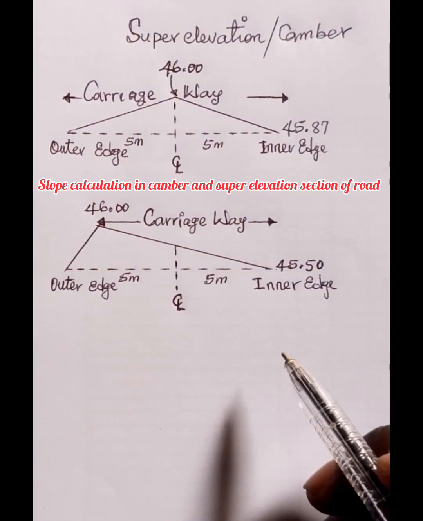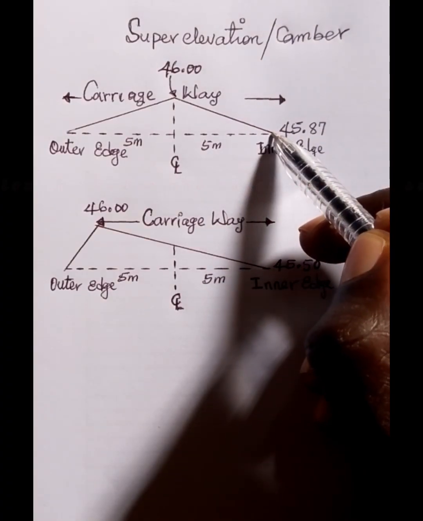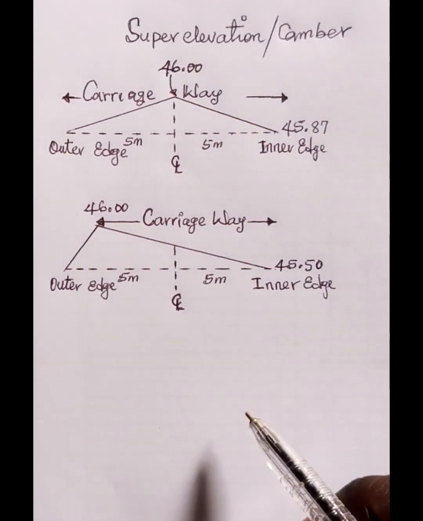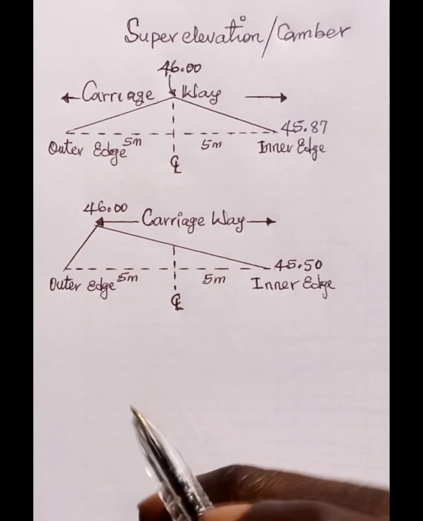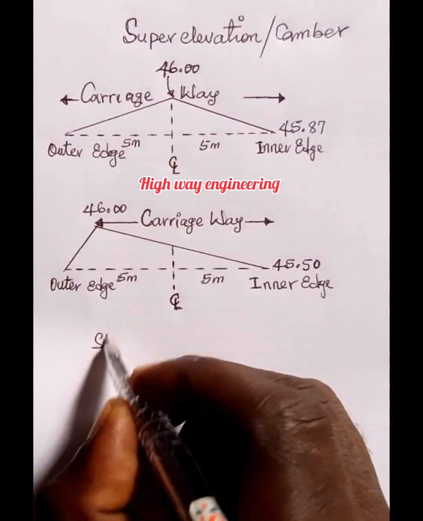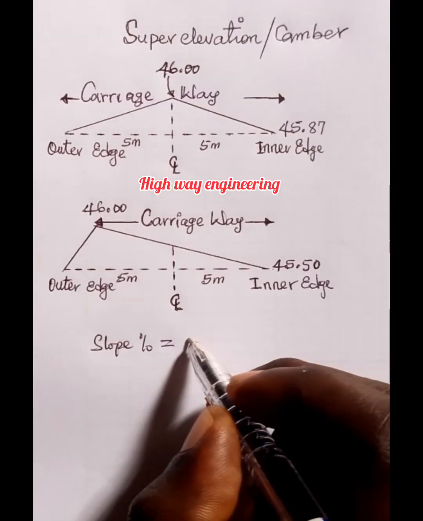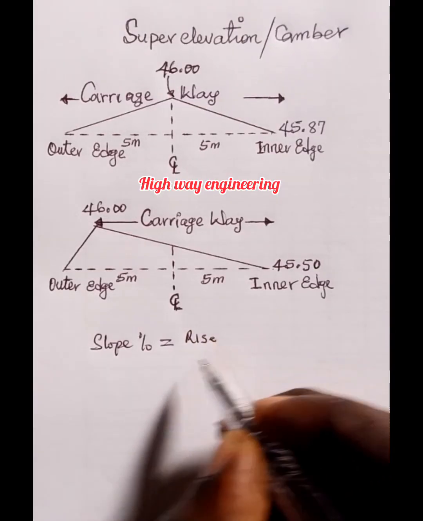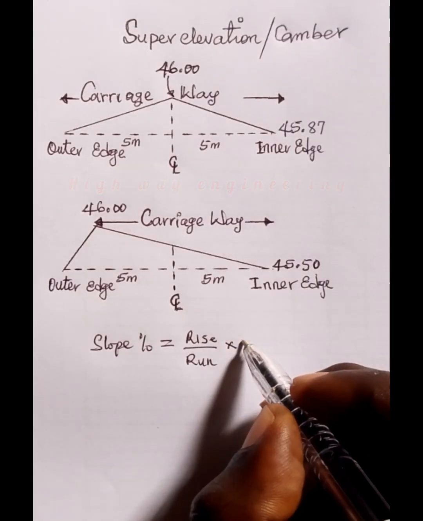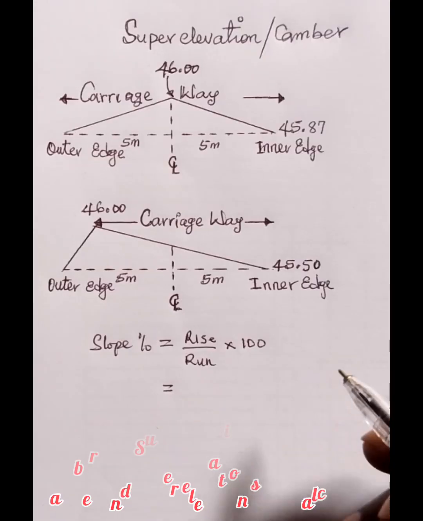Now, I decided to do this video so that we can be able to handle calculating slope for camber and super elevation at the same time. So let us look at how to calculate slope for camber before we also talk about this. For camber, if you want to calculate the slope, let's say slope percentage, this will be equal to rise over run multiplied by 100.